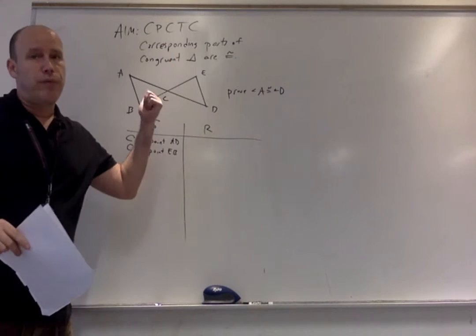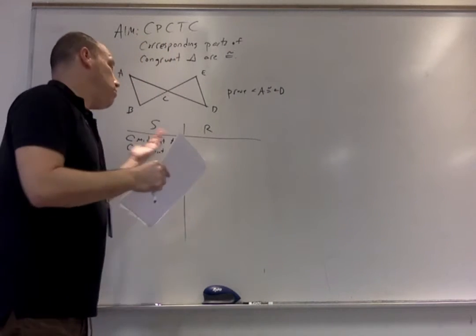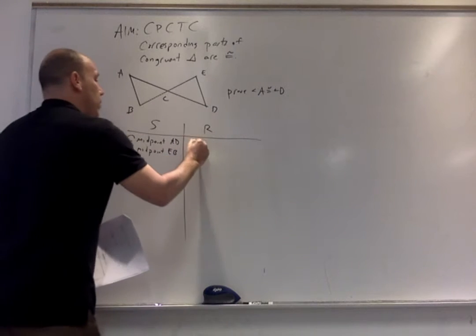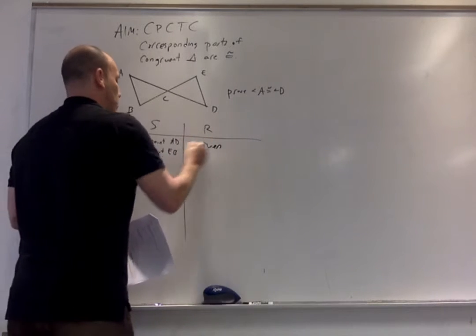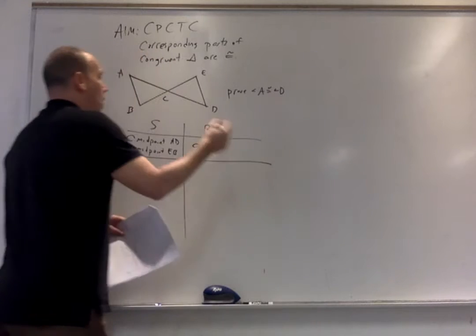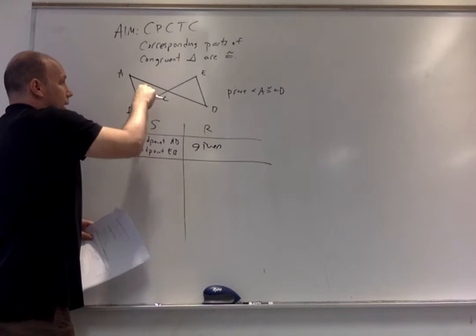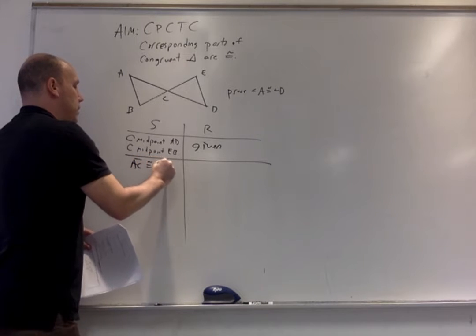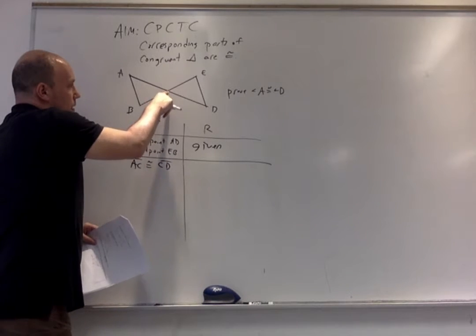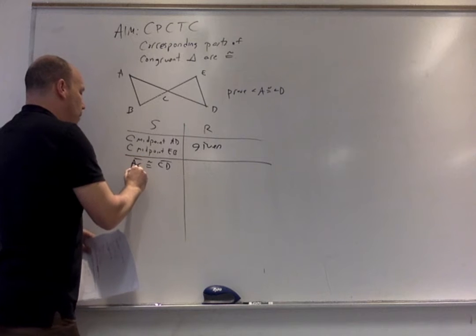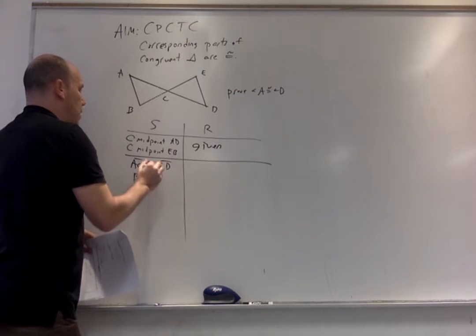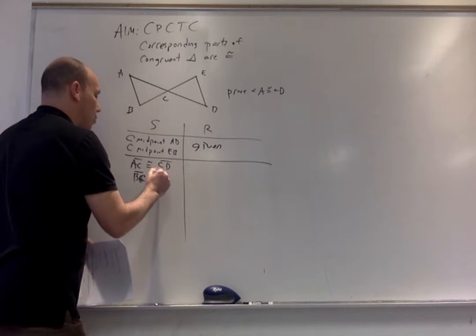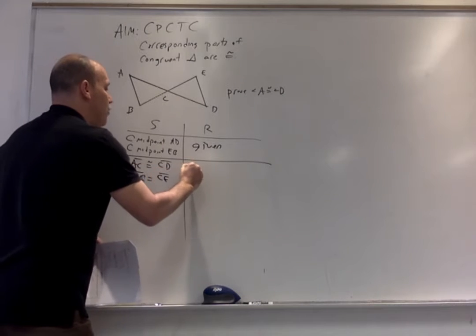First thing, prove these 2 triangles congruent. Okay, what do you think? Well, first of all, this is given. If C is the midpoint of AD, that means that AC is congruent to CD. And because C is the midpoint of BE, we have BC is congruent to CE. Definition of midpoint.